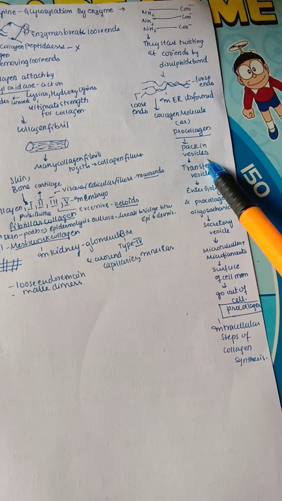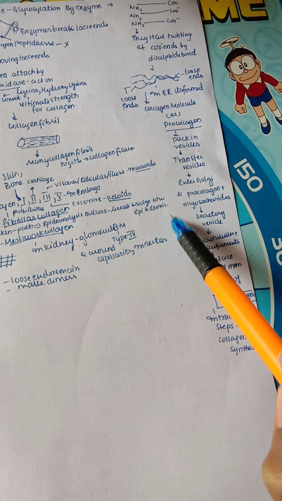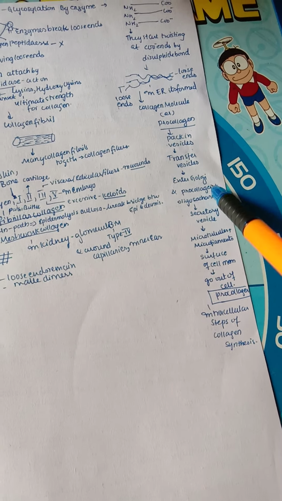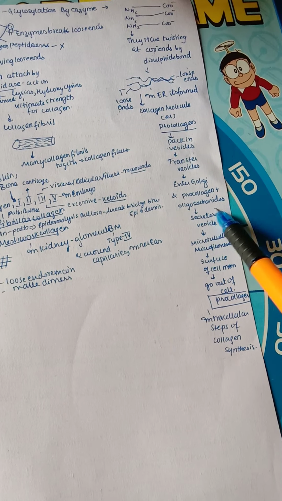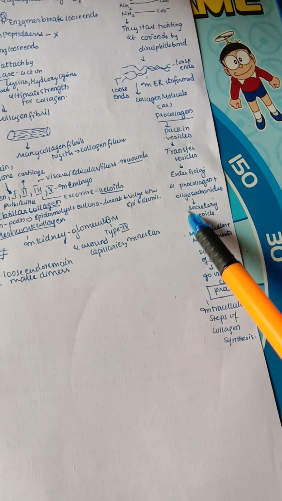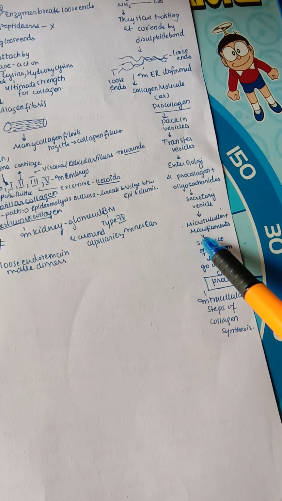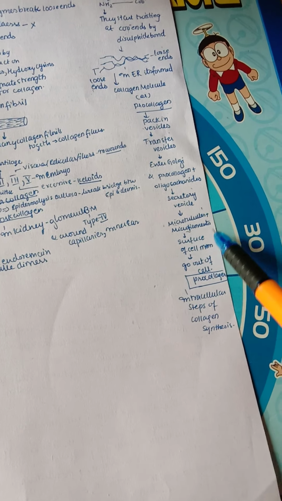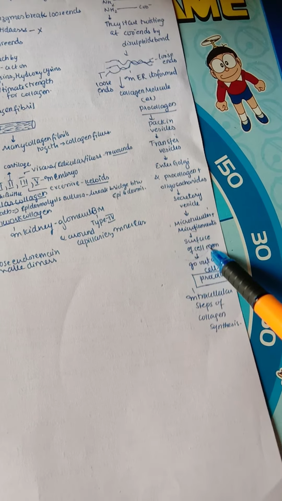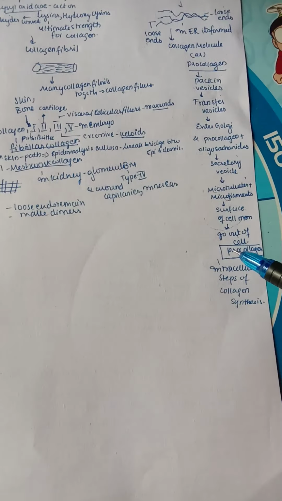So now these are packed in the vesicles known as transverse vesicles, and these are entering our Golgi apparatus, and now the procollagen along with the oligosaccharides are forming secretory vesicles, and these are attached to the microtubules and microfilaments, and they enter into the surface of the cell membrane. So by this they are getting out of the cell membrane.